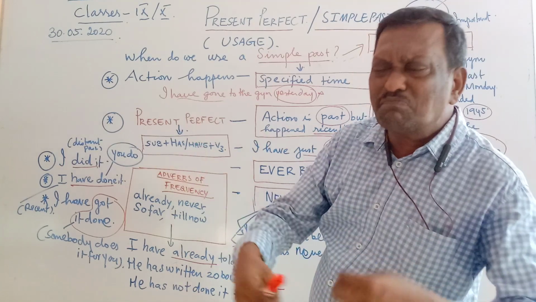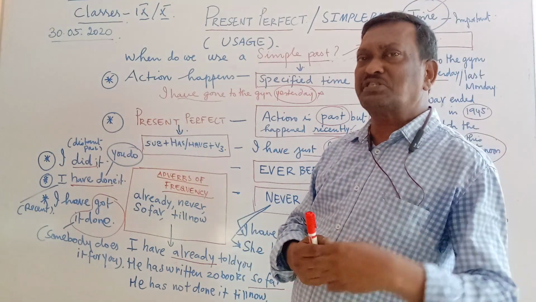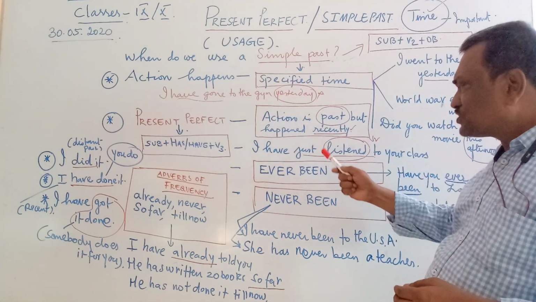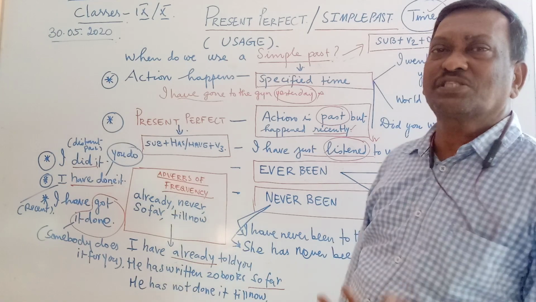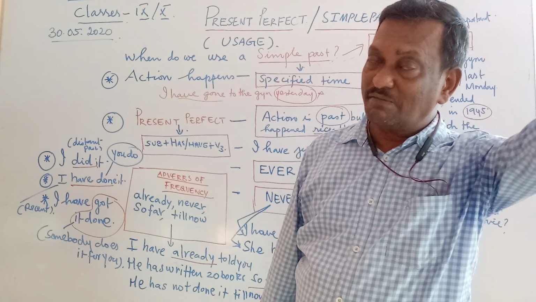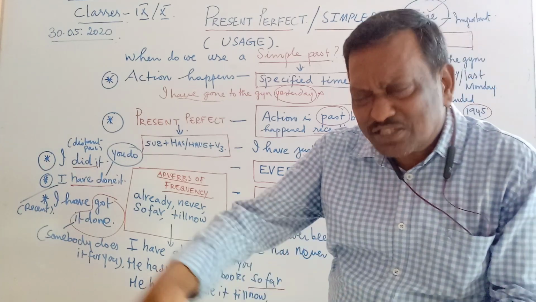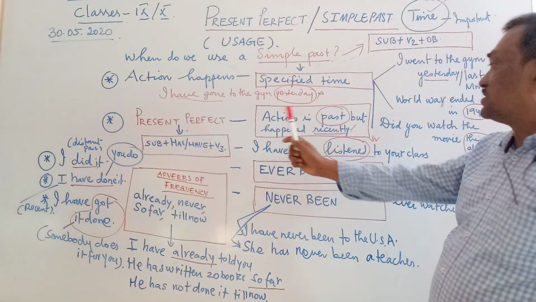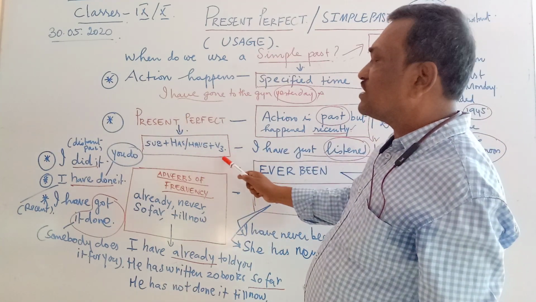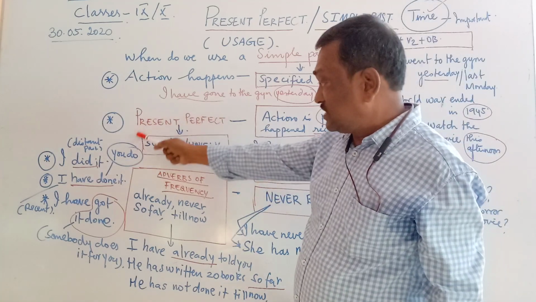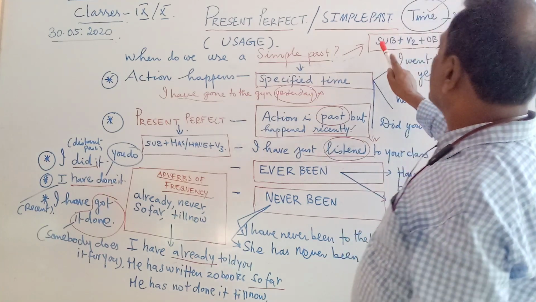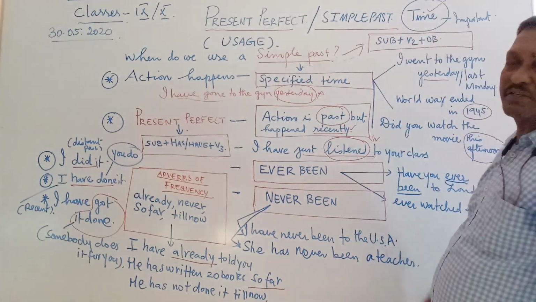It has happened maybe just a few minutes ago or just a few seconds ago. So, we use the present perfect. I have just listened. So, the action of listening is not a distant past, but a recent past, just a few minutes ago. So, you see the formula: subject plus has or have plus the third form of the verb. This is the formula of the present perfect tense. But for the simple past, it is subject plus V2 plus object.